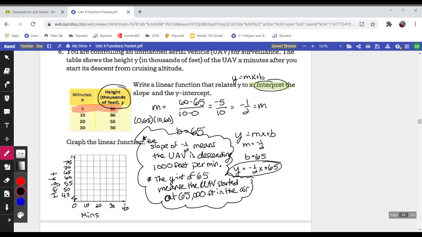Okay, let's graph this. I'm going to start at (0, 65), (10, 60), (20, 55), (30, 50). If I continue with this pattern, it would be (40, 45). So then I take my line and I extend it.